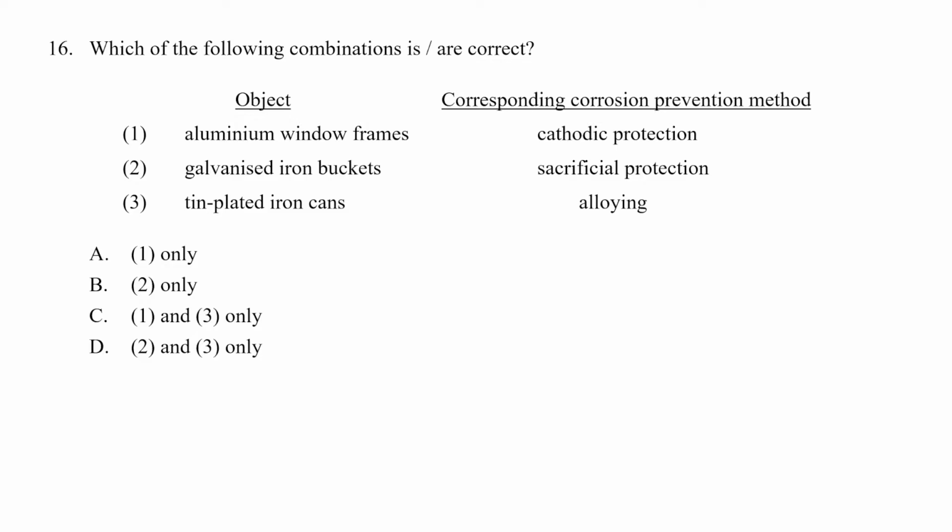Is that true? For aluminum, we've only learned one, which is anodization. And in anodization, as we know, it is to thicken the aluminum oxide layer. It's that protective layer that could block oxygen and water from coming into contact with the metal aluminum. But cathodic protection is mainly for steel. Let me write it down here. So option 1, as we know, is not correct.